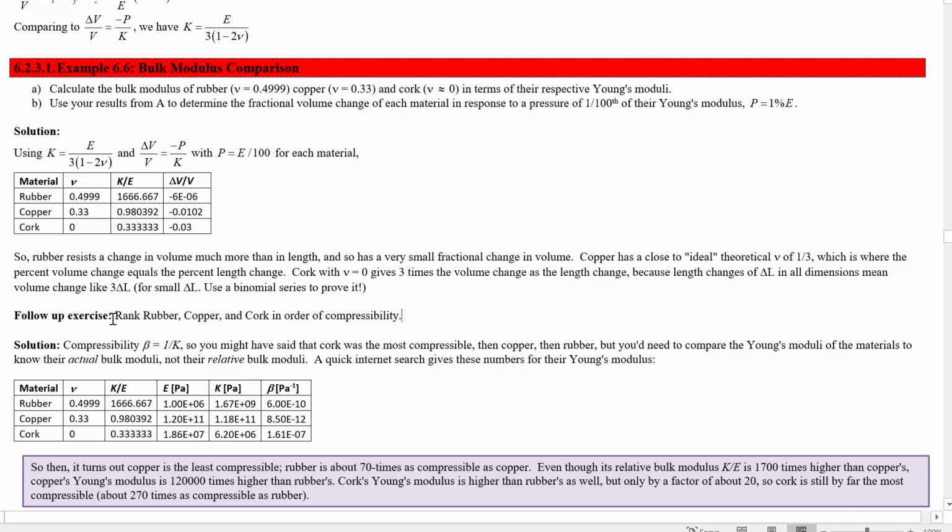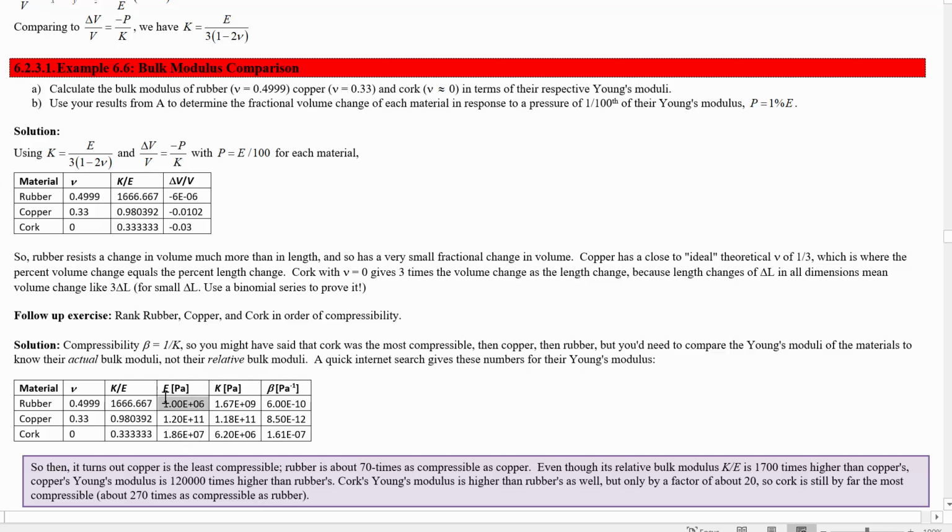As a follow-up exercise, rank rubber, copper, and cork in order of compressibility. So which one has the most compressibility, which one has the least? You might be tempted to think, aha, rubber is the least compressible because its fractional volume change from putting on a pressure of 1/100th its Young's modulus is almost nothing. But remember as well that the Young's modulus of rubber is quite small. In fact, it's the smallest of the three.